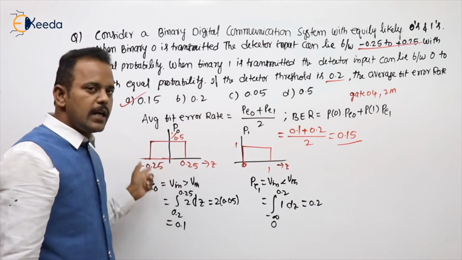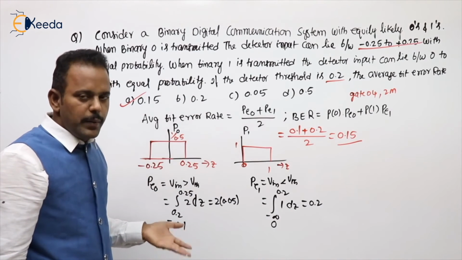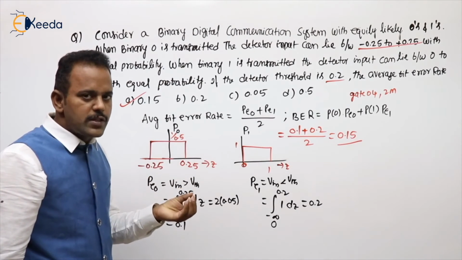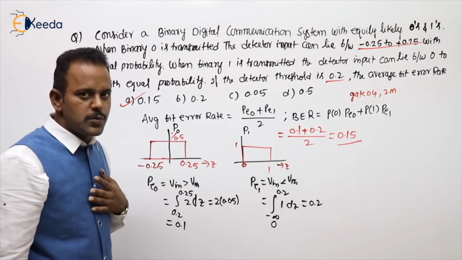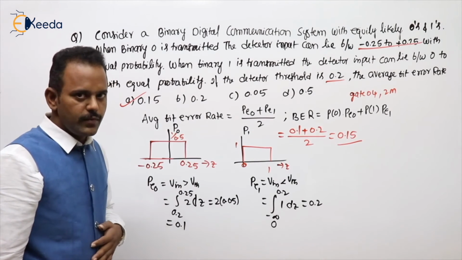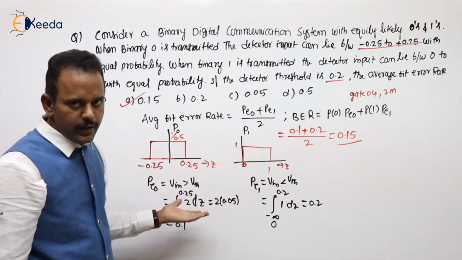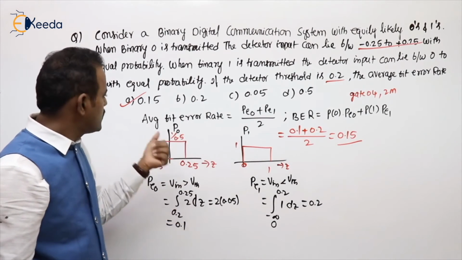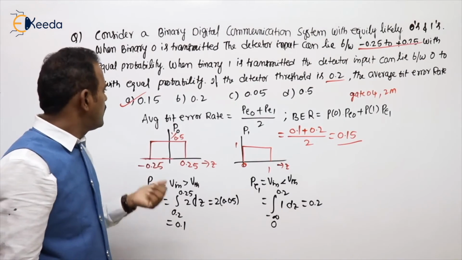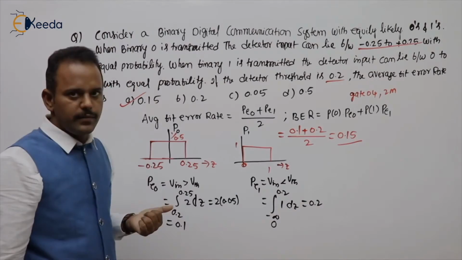The total area under the PDF should be 1, because the total area under the PDF is nothing but the total probability. All these points we already know. So for the average bit error rate, I take the average. Got my point? So option A, 0.15, is the correct answer.